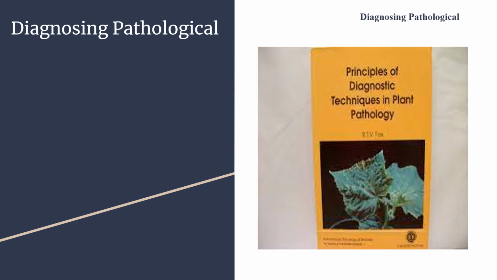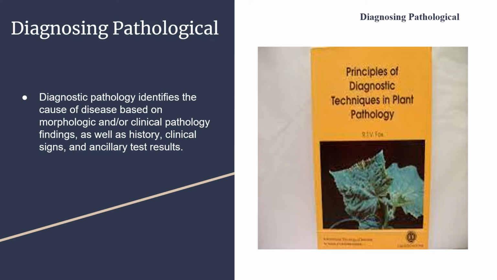Diagnosing pathological disorders. Diagnostic pathology identifies the cause of disease based on morphologic or clinical pathological findings, as well as history, clinical signs, and ancillary test results. It is important in all areas of pathology, both in spontaneous and experimentally induced disease. In experimental studies, it is important to separate out the effects of spontaneous disease and those induced by the experimental test article.